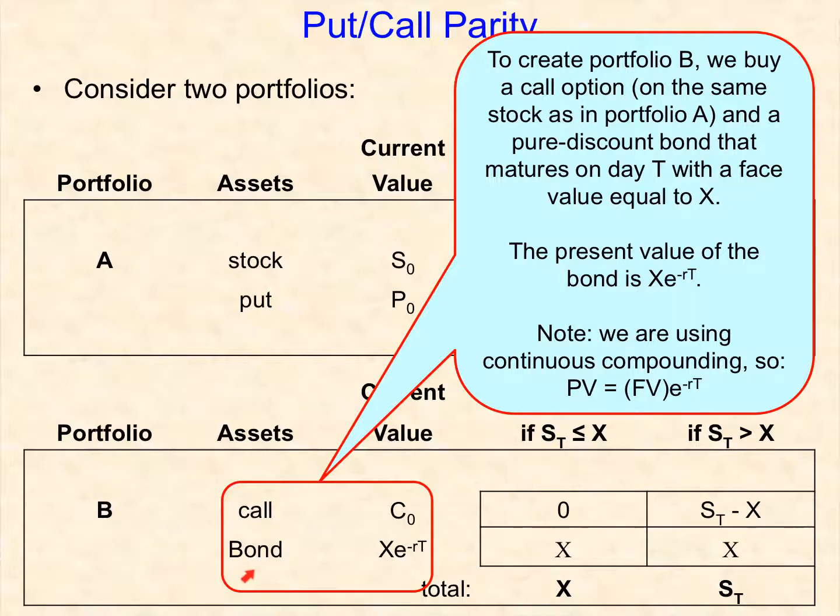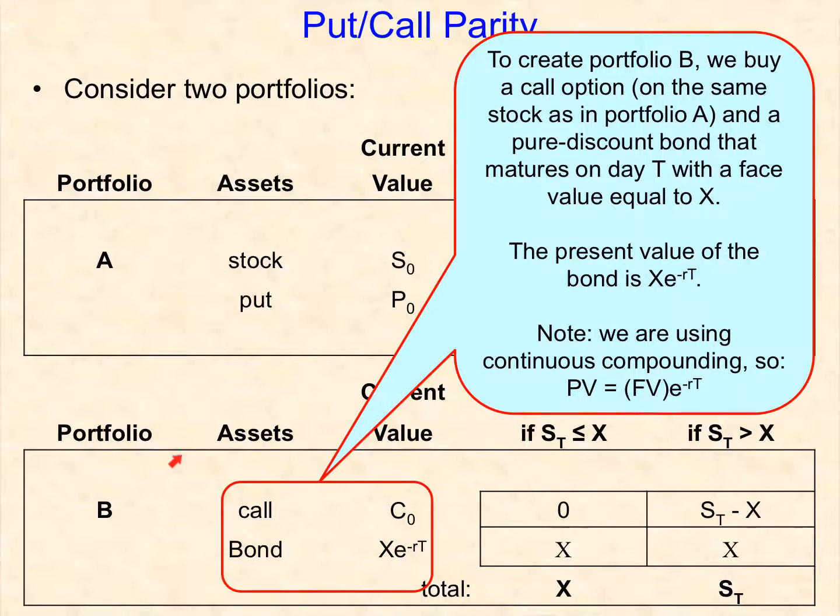Let's examine this bond concept for Portfolio B a little more closely. But before we do, let's go back up to Portfolio A and remember what we had here. We have a put option. A put option is the right to sell a share of stock. So in order to exercise a put, I need to own a share of stock, and that's why we've included the share of stock into this portfolio.